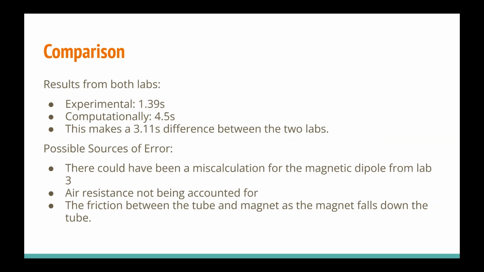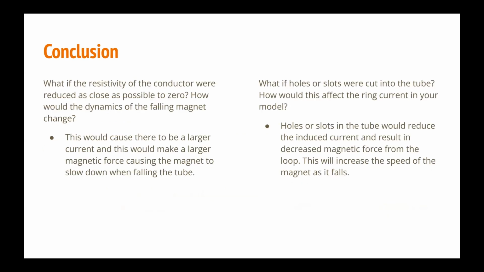Comparisons: the results of the labs. As we saw, the experimental time was 1.39 seconds and the computational time 4.5 seconds, which makes a difference of 3.11 seconds between the two. Possible sources of error: there could have been a miscalculation of the magnetic dipole from lab 3, errors not being accounted for, and friction between the tube and the magnet as it hits the sides while falling. Conclusions: what if the resistivity of the conductor reduces as close as possible to 0?